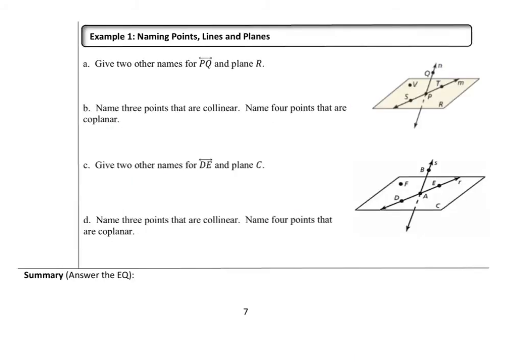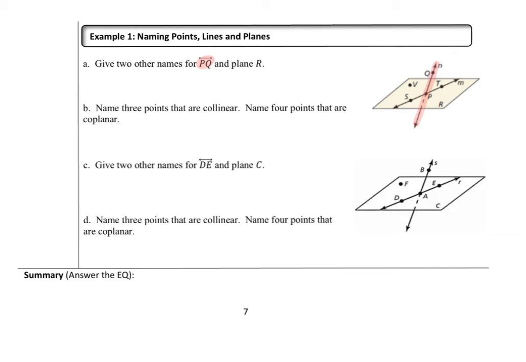Now we're going to do some practice. So we're going to give 2 other names for line PQ. Remember, the 2 arrows at the top mean that's line PQ, and then 2 other names for plane R. So let's go ahead and highlight line PQ just so we know what we're looking at. Let's find it on the diagram.